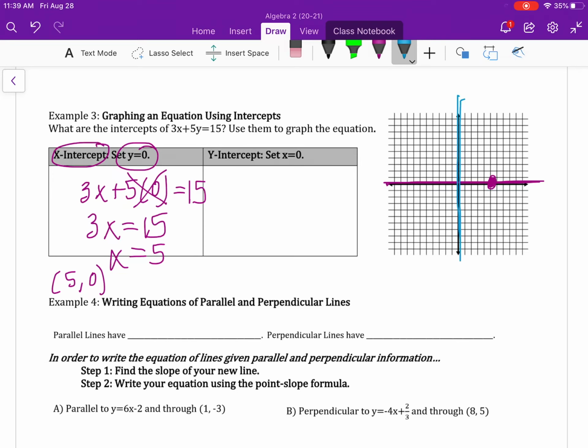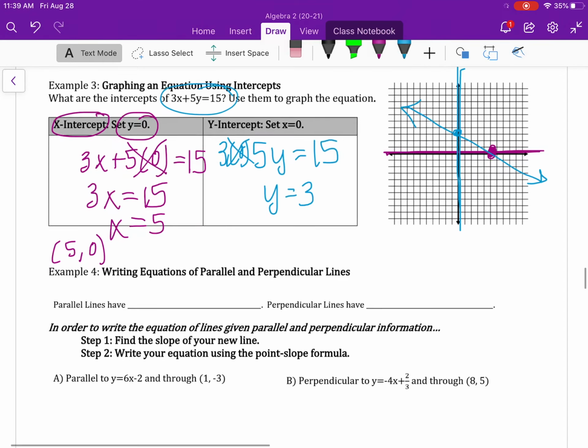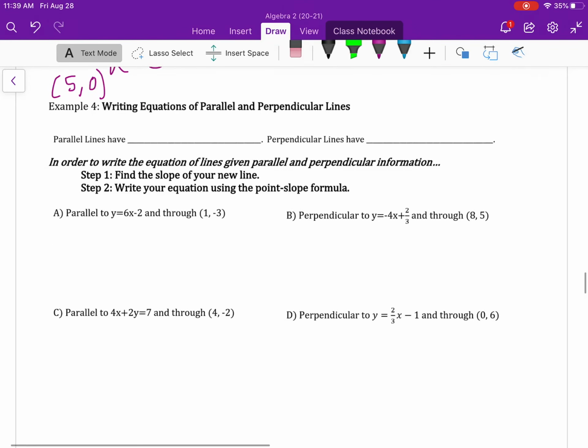All right, and then to find the y-intercept, again, your x value is going to be 0. So we set x equal to 0, which is basically going to give us 5y equals 15, right? Because if x is 0, that'll just go away. So y is going to be 3. We plot that. And we didn't even have to convert this to slope-intercept form. So that's why that can be helpful sometimes.